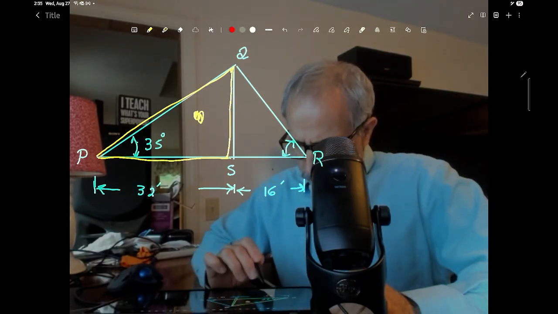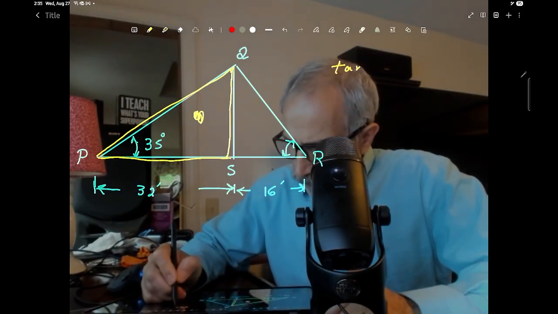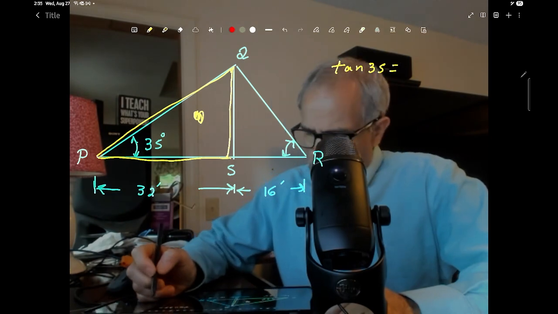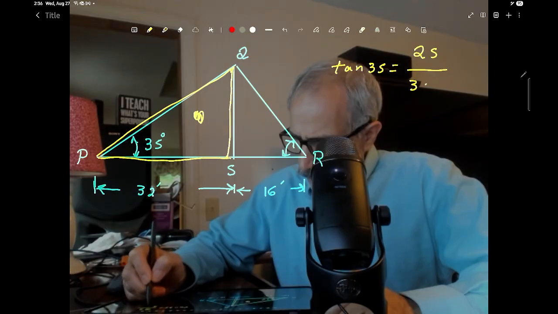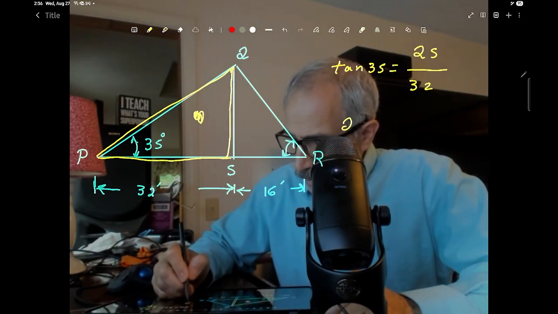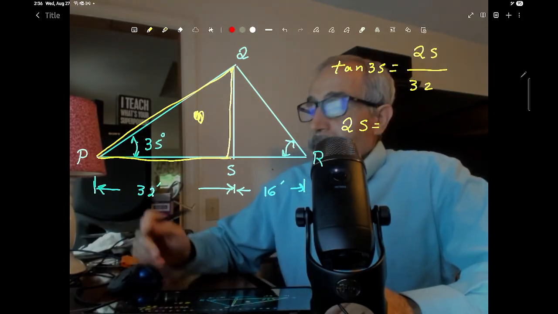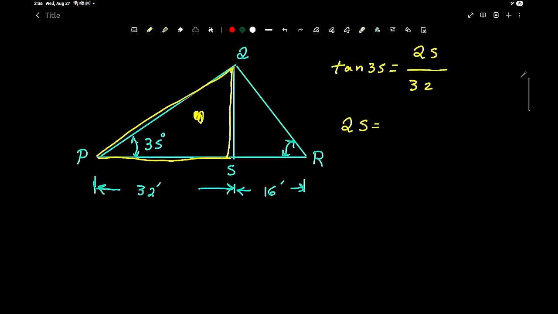We can see that if we take the tangent of 35, that's equal to the opposite, which is QS, divided by the side, which is 32. And there it is, we can find QS from here. So I can say QS is equal to, let me shut this off so you can see it better, QS is equal, that's 32. You put a 1 underneath here, you could basically cross multiply. 32 times tangent 35.